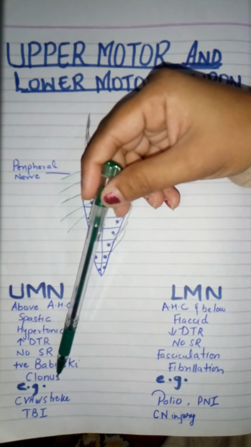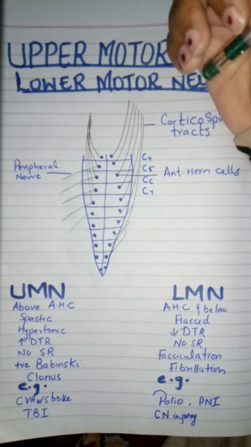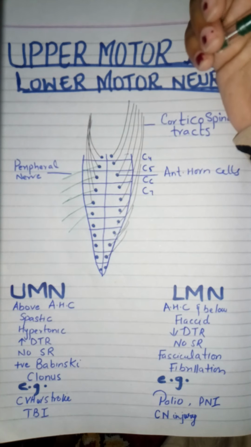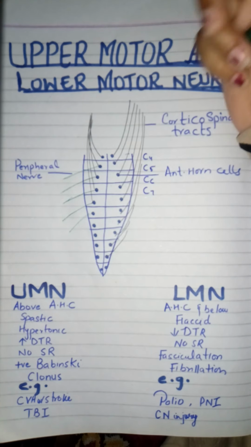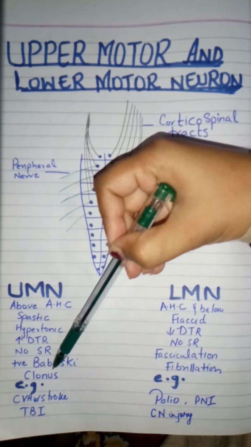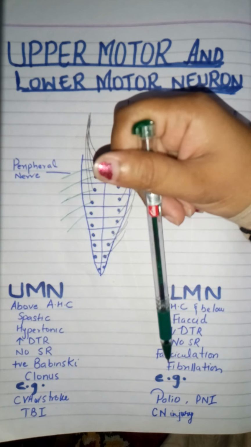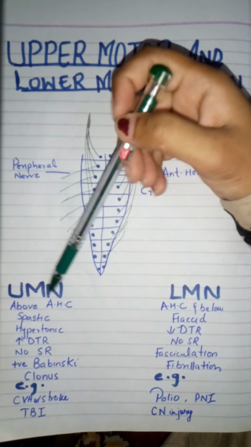There will also be the presence of clonus. What is clonus? If you suddenly and repeatedly dorsiflex the foot, the foot will start to dorsiflex and plantar flex in a very quick fashion, repeatedly, or you may say it will start to shiver or tremble. This is what clonus is. And in lower motor neuron you will see fasciculations and fibrillations.